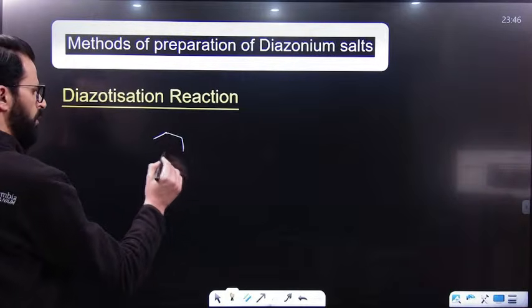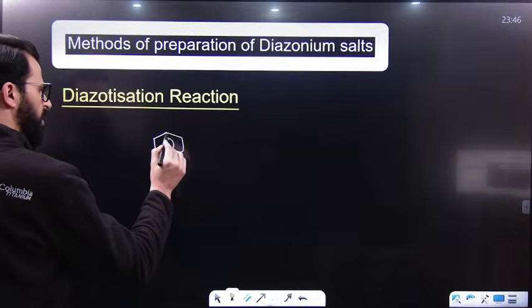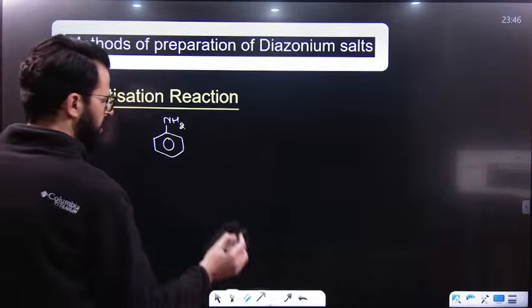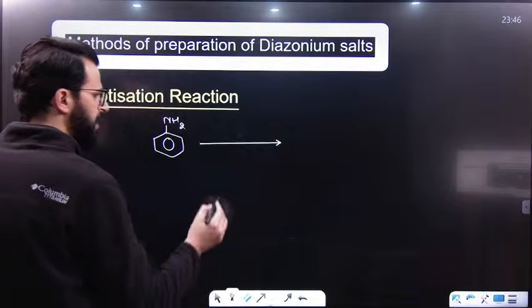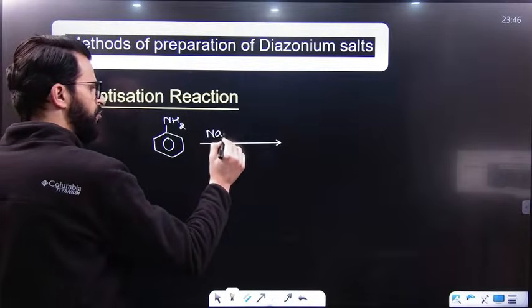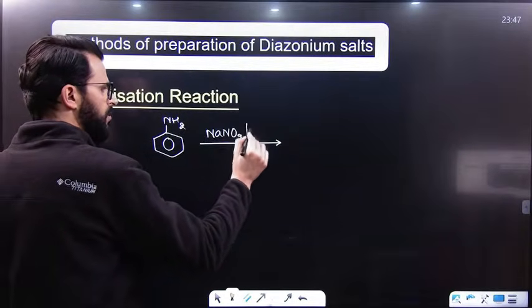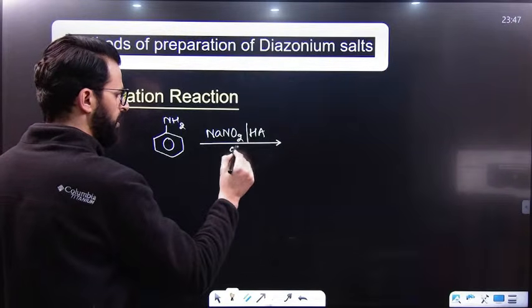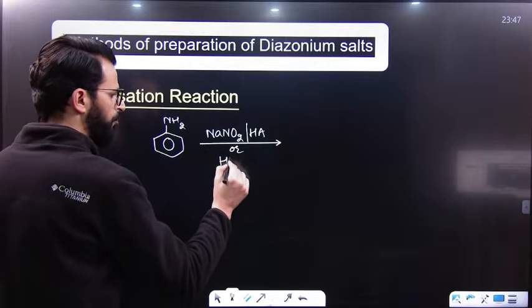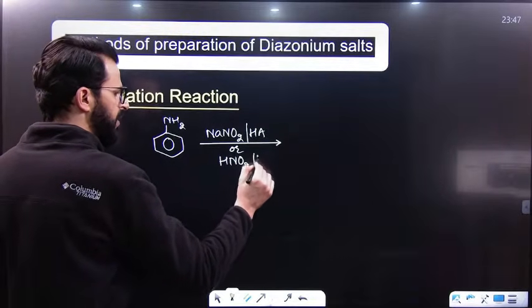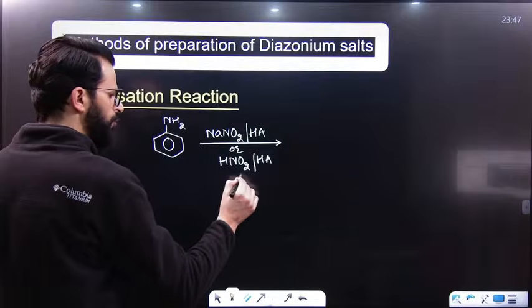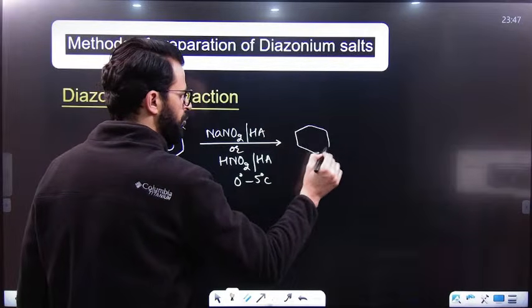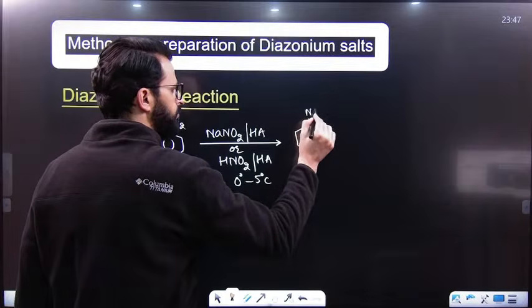I have already shown you this reaction. Have a look. Whenever you have a primary aromatic amine and it reacts with sodium nitrite in acid, say for example the acid is HA. What is A? I will show you in a while. Similarly, both react and form nitrous acid, and acid is there, at a temperature of 0 to 5 degrees Celsius. What will happen? It will result in the formation of diazonium salt over here.